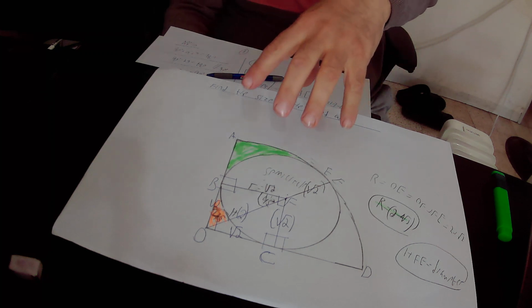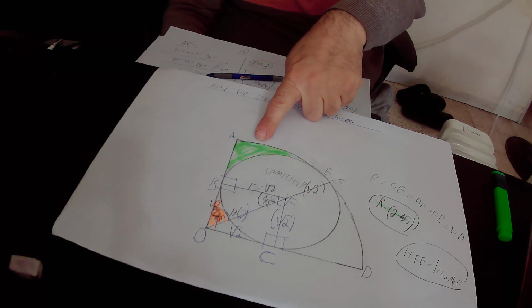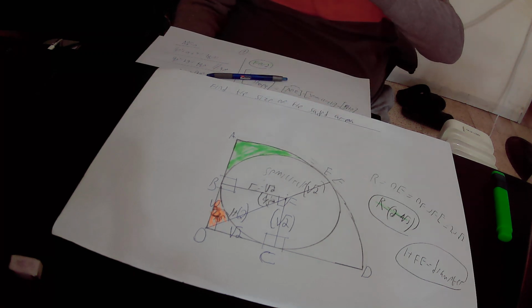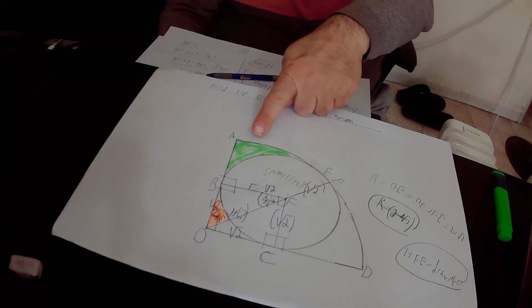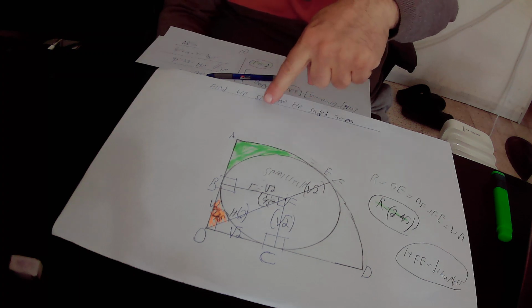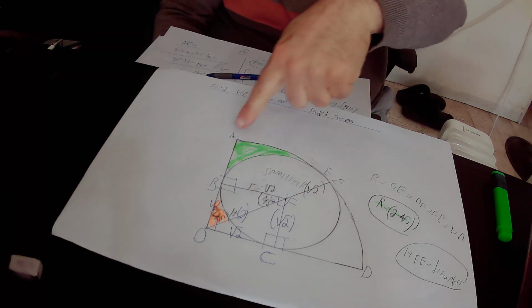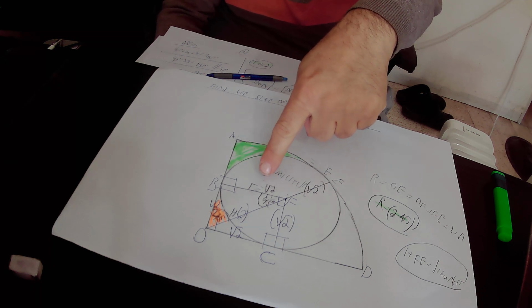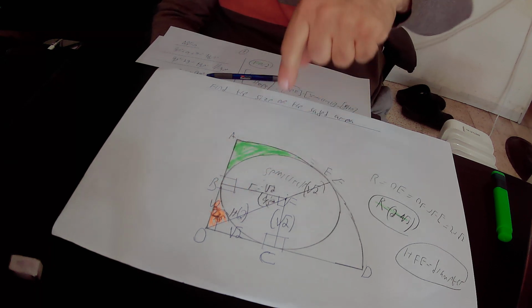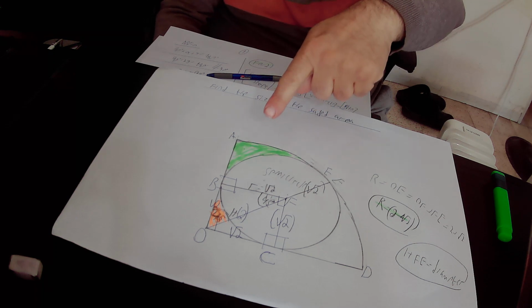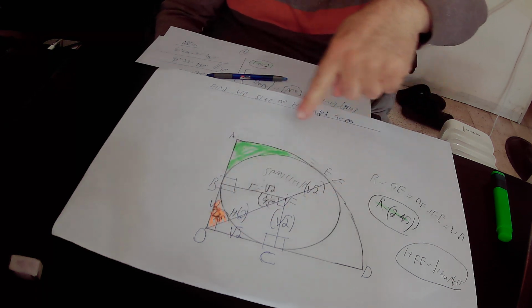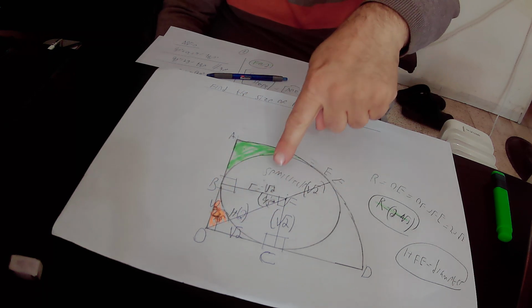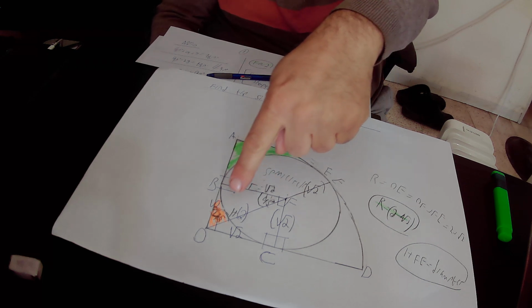Our mission is to find out the area of this green shape. What is the area of the green shape? From the drawing, it is very easy to see that the area of this green shape will be equal to the area of sector AOE, this big sector AOE, minus the area of this semicircle, minus the area of this orange shape BHO.